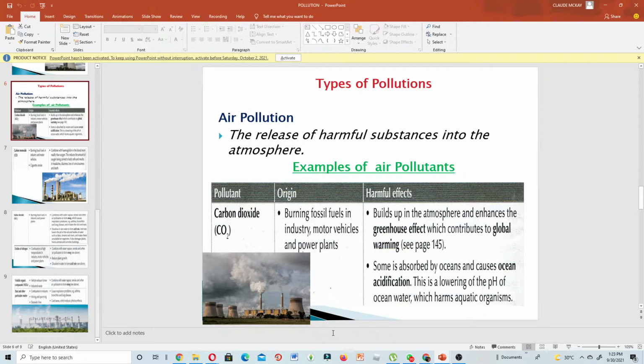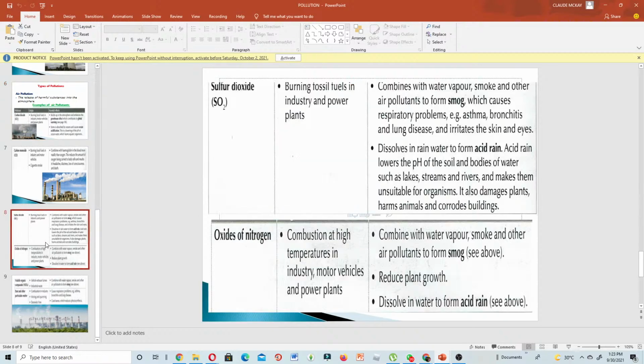So in terms of you giving examples for examination purposes, of course, persons should be able to identify the different types of pollutants. So as for air, carbon dioxide will be one of them. Then we have one that is called sulfur dioxide.